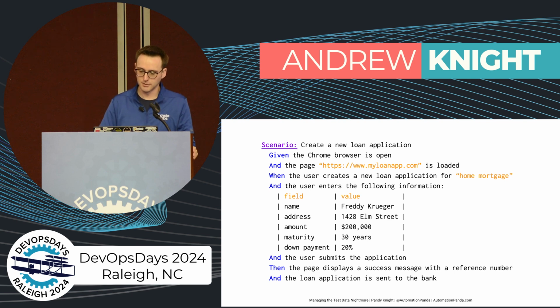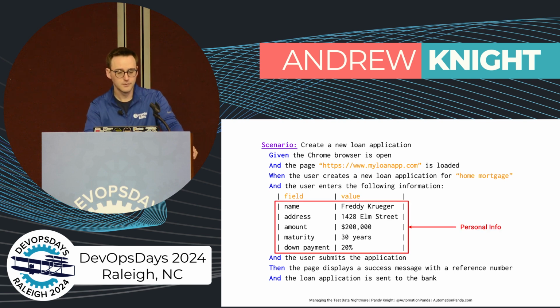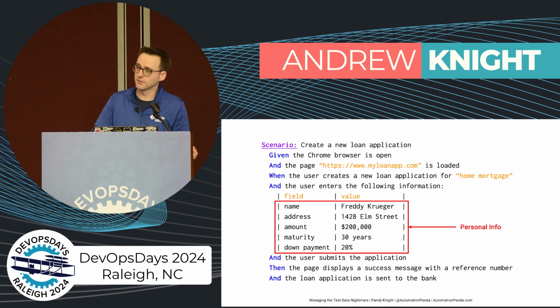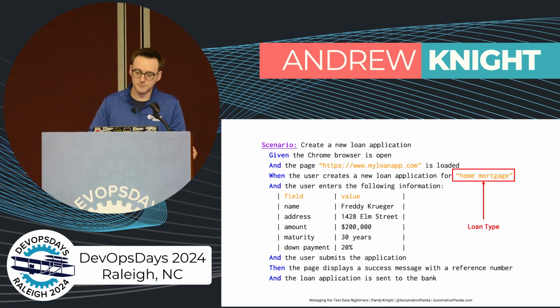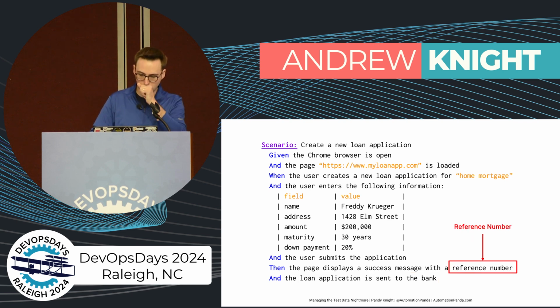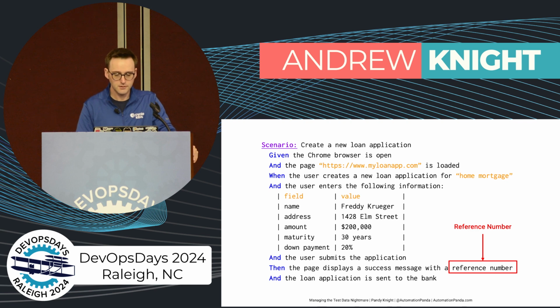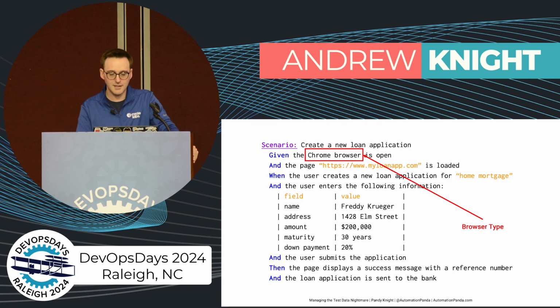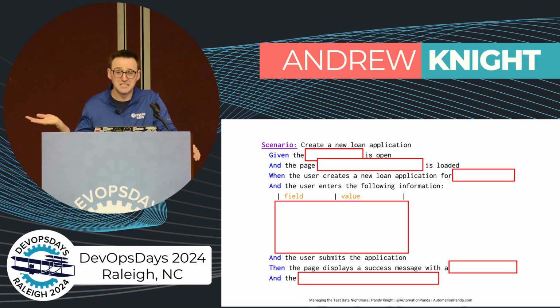There are many data points in this short scenario. Most apparently, there's all the user's personal information. There's the type of loan. There's also the record of the loan application sent to the bank. Furthermore, the reference number is shown to the user. The URL is configuration information. And the browser type is a test input. Test data is everywhere in this short, simple scenario. It is inextricable from the test itself. Without specific data, this test would be meaningless.